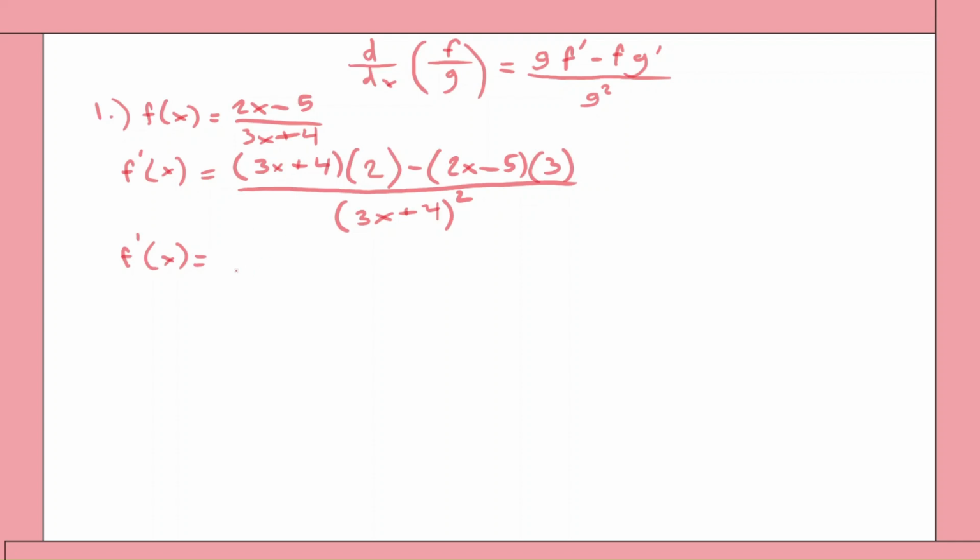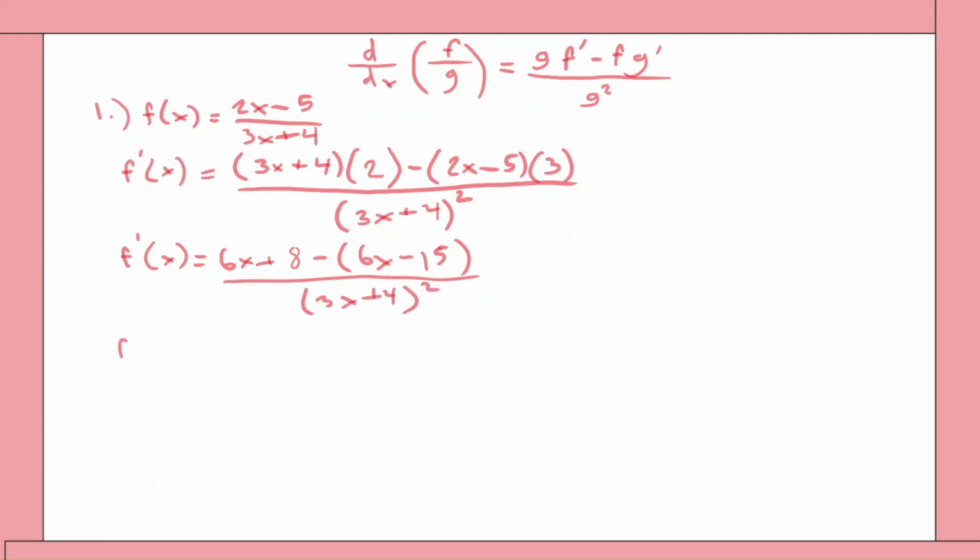So 2 times 3x is 6x, 2 times 4 is 8. And then remember, always keep the subtraction sign when we're dealing with this until we get the answer at the end. So 3 times 2x is, again, 6x. And then 5 times 3 is 15. Then we just have to put the bottom down, so this would be 3x plus 4 squared.